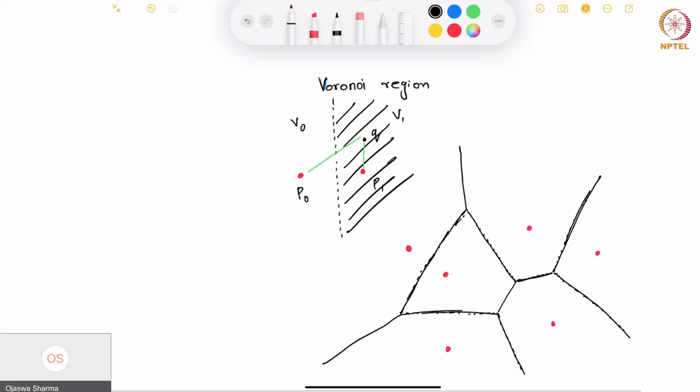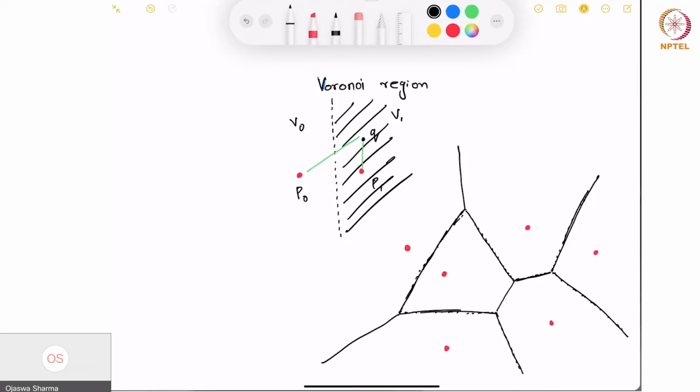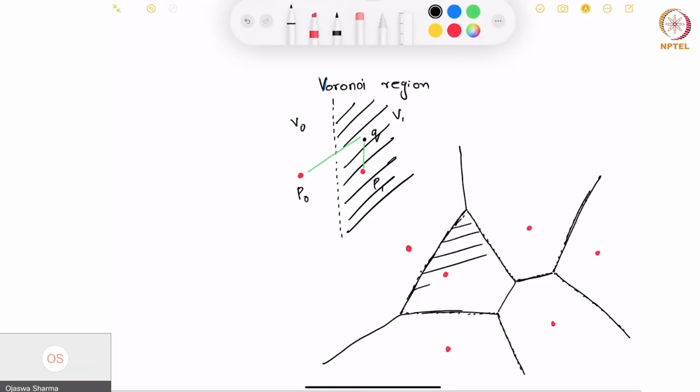And if I consider any tile, let's say the central tile here, any point in this tile is closer to its seed, or its generator point, than it is to any other. So in that sense, this distance is shortest among all the distances. That's the property of a Voronoi diagram. So that's the Voronoi tile.